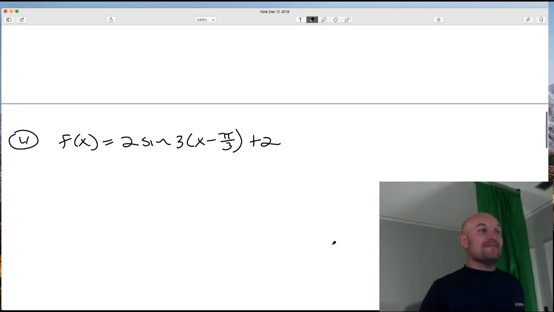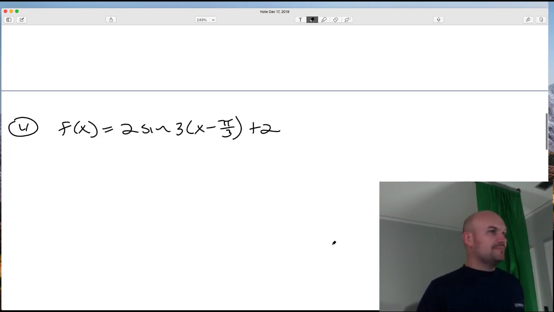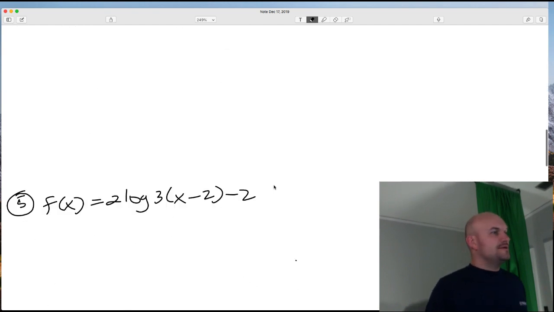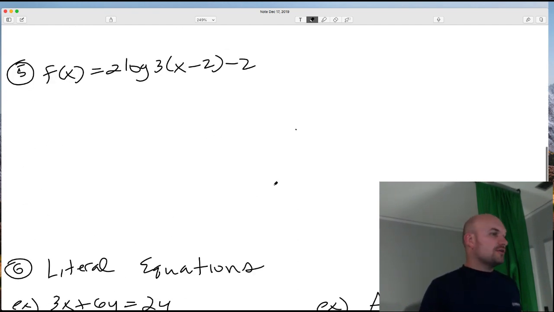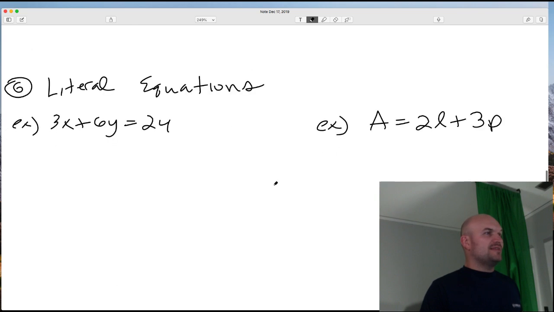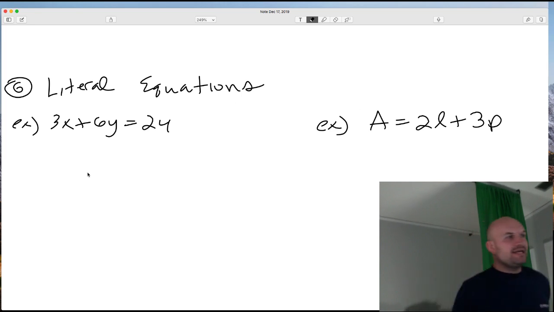Then we'll do graphing a trigonometric function. This one has a lot of transformations, so we'll go through how that impacts the graph as well as how to sketch maybe an initial period. Then we'll do that same thing for logarithms. And then I'm going to end with literal equations, so we'll practice how to solve for a literal equation.